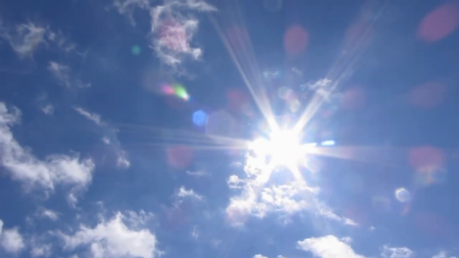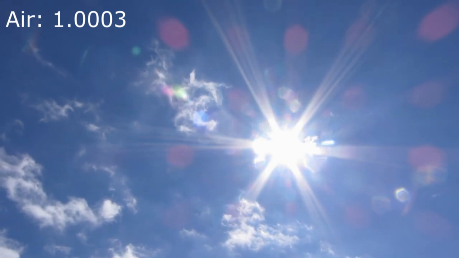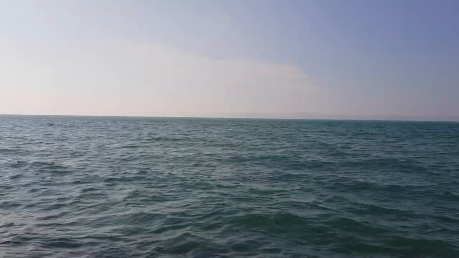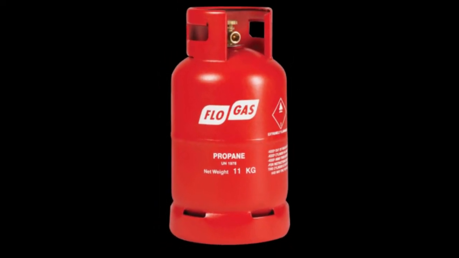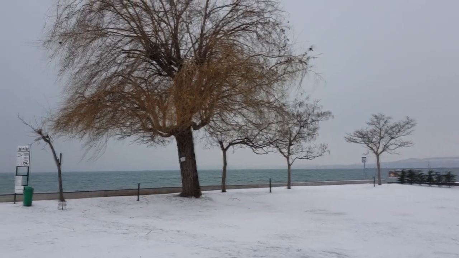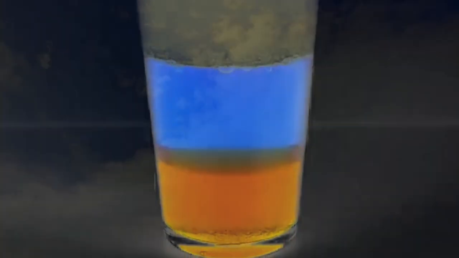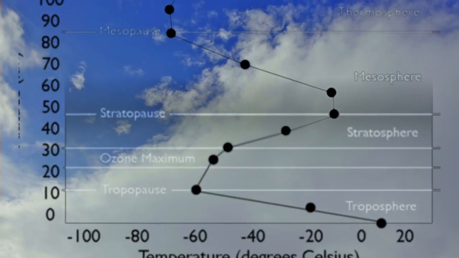Refraction is when light deviates from a straight path while passing through mediums of different optical density or refractive index. For example, air at standard conditions has a refractive index of 1.0003. Water has a refractive index of 1.333. Propane gas has a similar refractive index of 1.34. Optical density is not the same as physical density. Layers of the air are positioned by their physical density, not by their optical density.